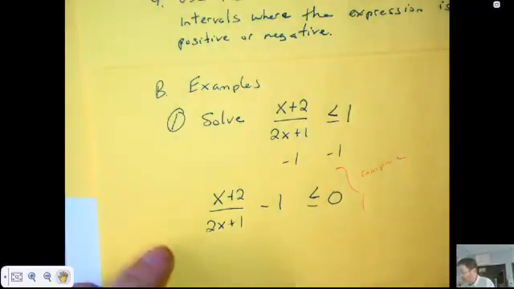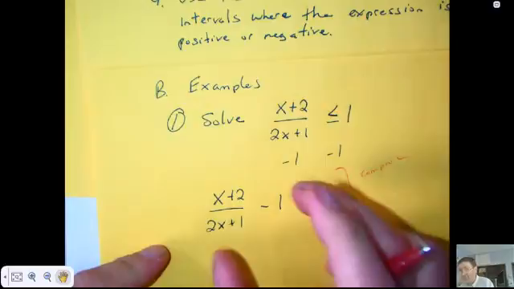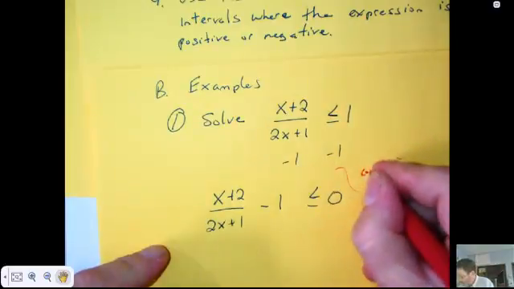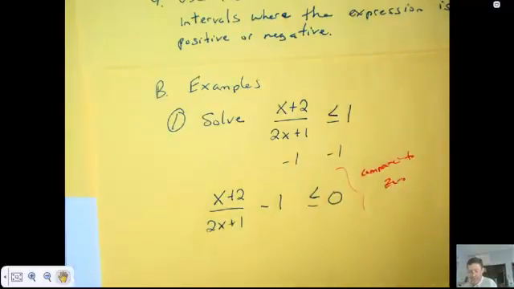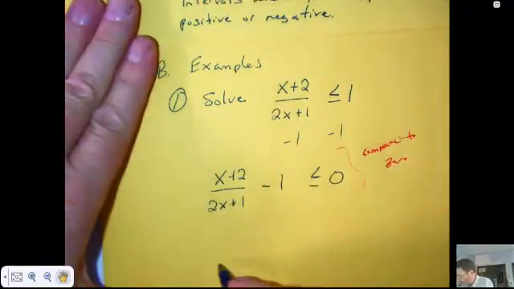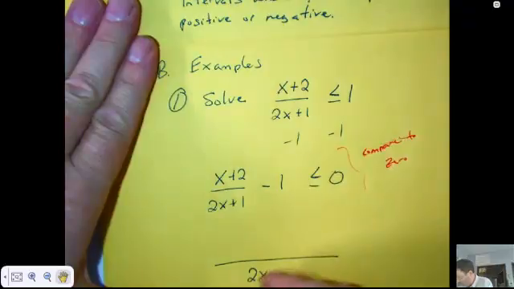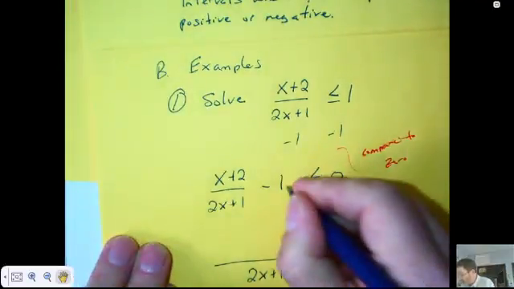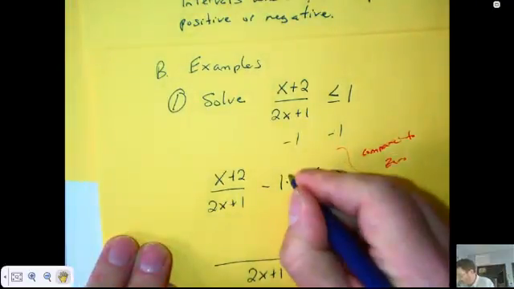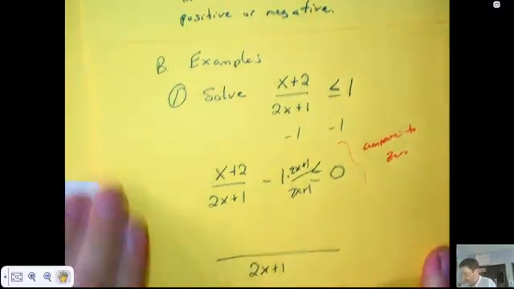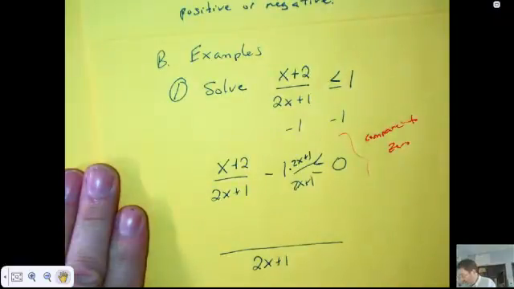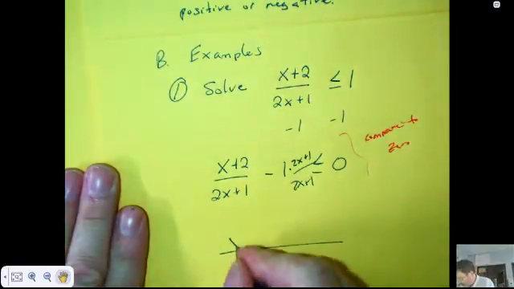Okay, I need to write this as a single expression, right? Not as two added or subtracted. So I have to get a common denominator. What's my common denominator? 2x plus 1, right? So my common denominator is going to be 2x plus 1. So I take the 1 times, well, it's pretty easy, 2x plus 1 over 2x plus 1. So when I get that, I have on top would be x plus 2.